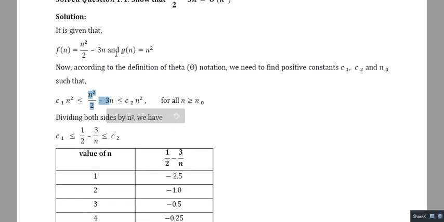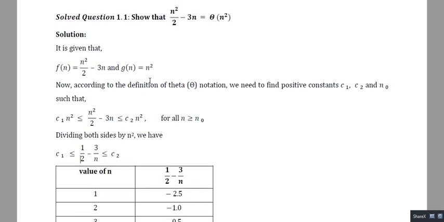So we'll write Fn lies between C2Gn and C1Gn, right? Now dividing both sides by n square, we shall be getting 1 by 2 minus 3 by n. So this particular thing is greater than C1 and less than C2.